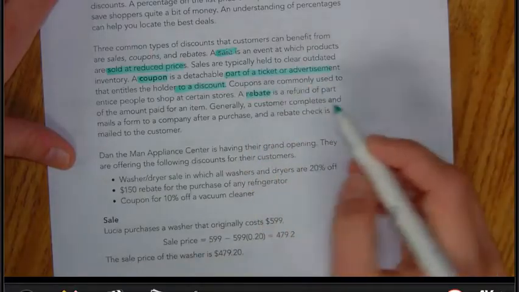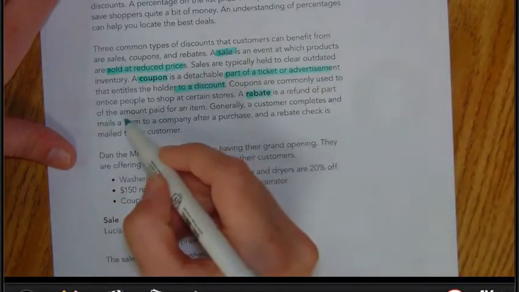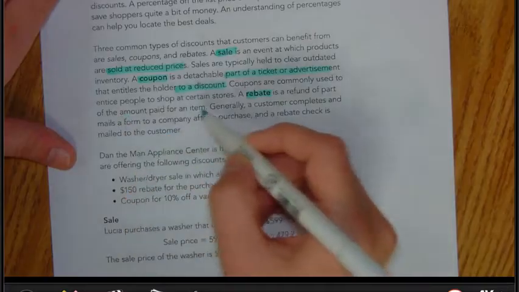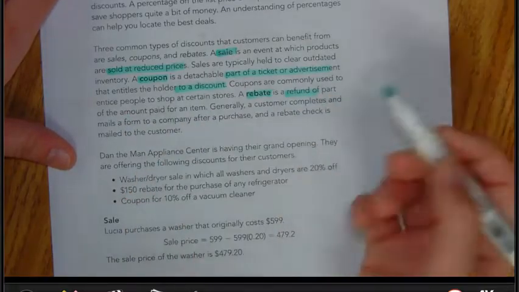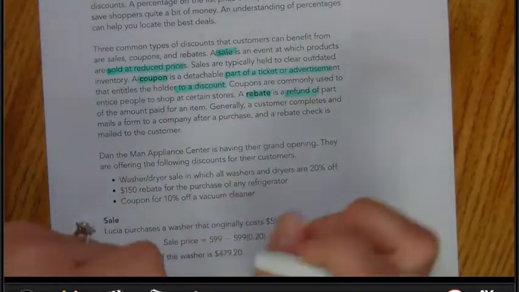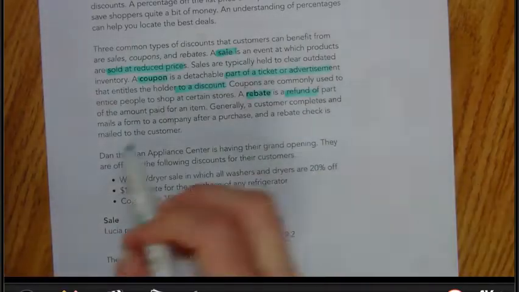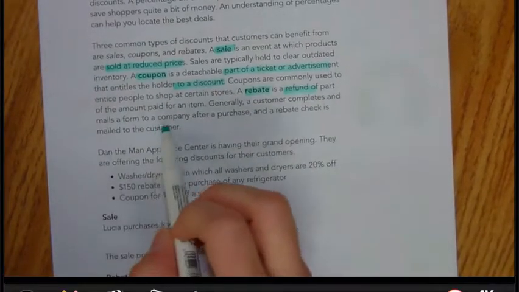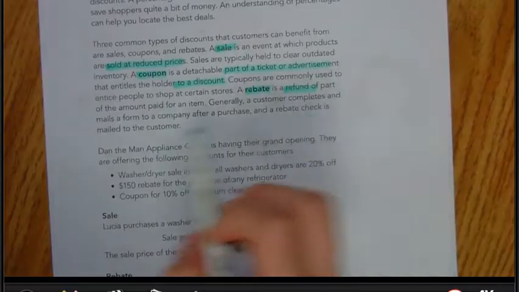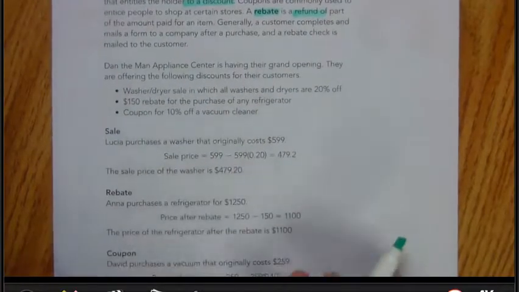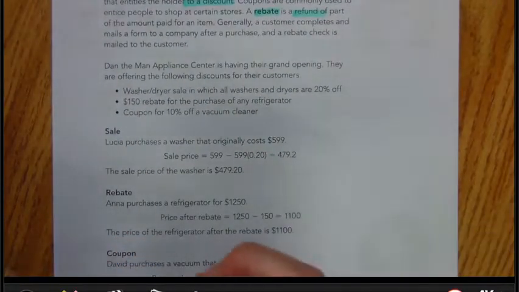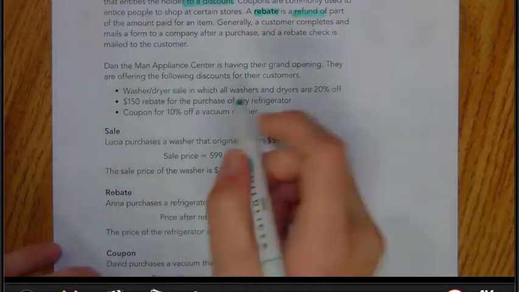A rebate is a refund of part of the amount paid. So it's a refund, and we're going to learn that it's usually not the best deal. Generally, a customer completes and mails a form to a company after a purchase, and a rebate check is mailed to the customer.